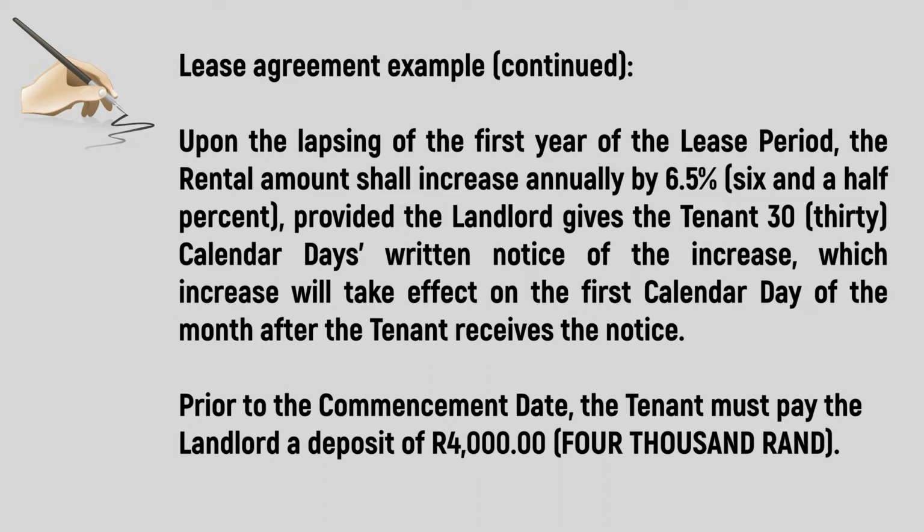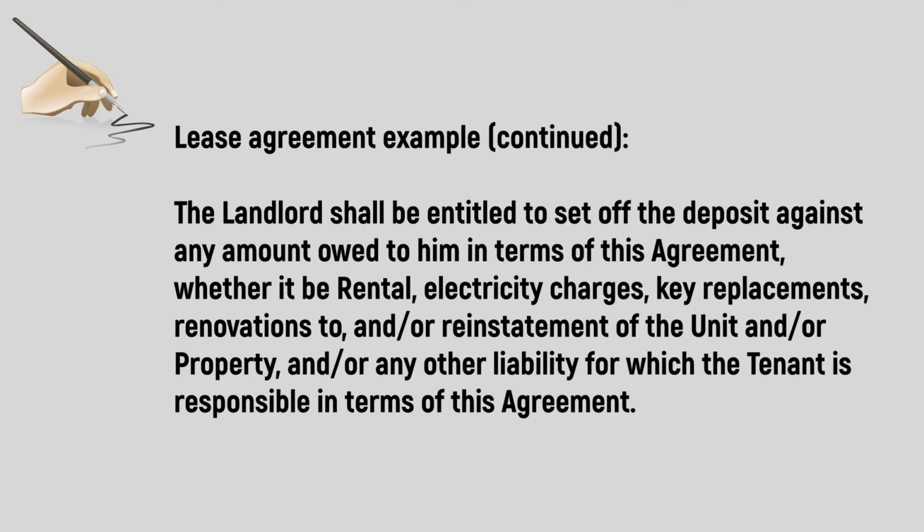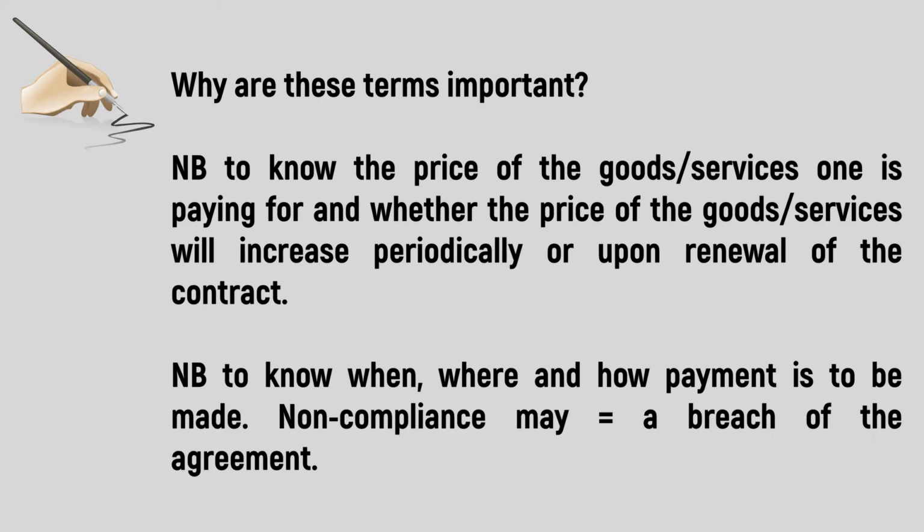Prior to the commencement date, the tenant must pay the landlord a deposit of 4,000 rand. The landlord shall be entitled to set off the deposit against any amount owed to him in terms of this agreement, whether it be rental, electricity charges, key replacements, renovations to and or reinstatement of the unit and or property, and or any other liability for which the tenant is responsible in terms of this agreement. The above are examples of some clauses you could expect to find regarding payments in a contract.